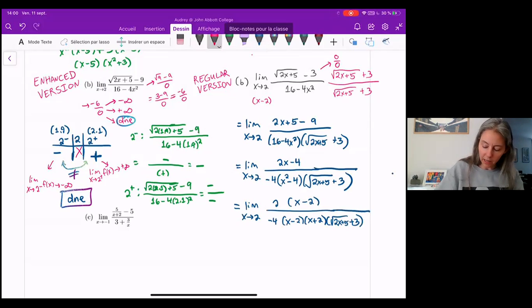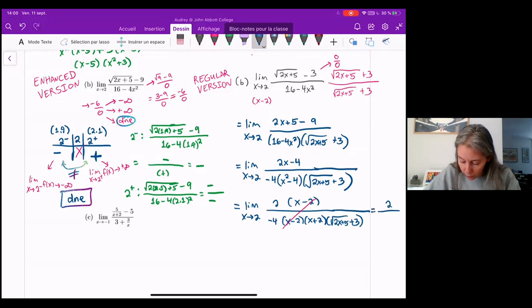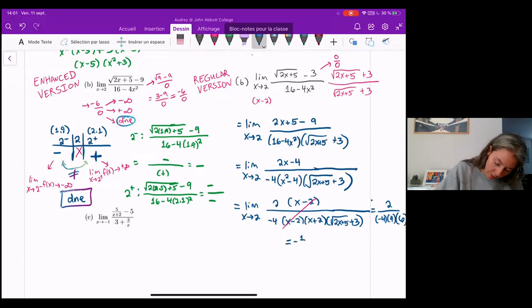And now I can cancel out those x minus 2's, which means that I've canceled out my 0 over 0, and I can plug in again, and I'll get 2 over negative 4 times 4 times root 9 plus 3, so that's 3 plus 3, which is 6, which gives me a negative 1 over 48, and that is my final answer here.